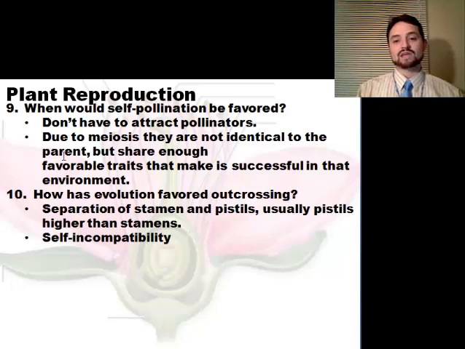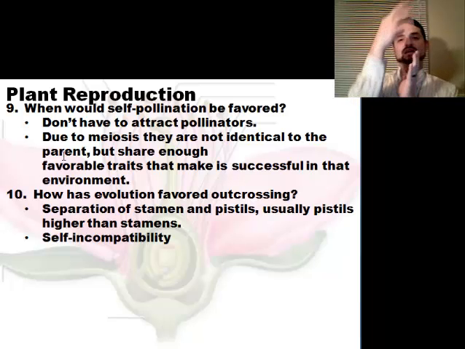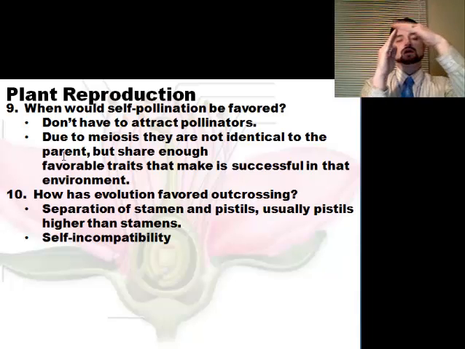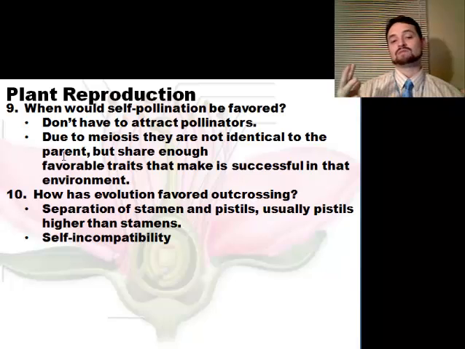You have separation of stamen and pistils. Usually pistils are higher than the stamen. So if the part that's sticky is high and the pollen is low, when that insect comes in, and it picks up that pollen, as it's flying away, it doesn't hit the stigma. As it's coming in, it will hit the stigma. So it's allowed the evolution then of not reproducing with the same flower.